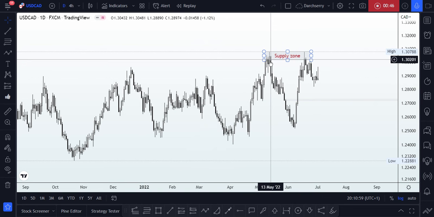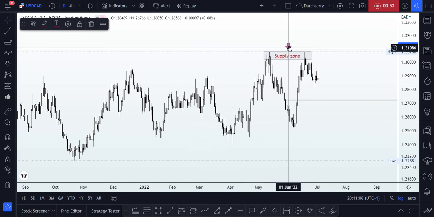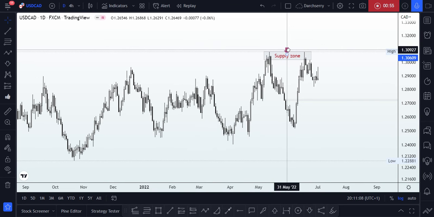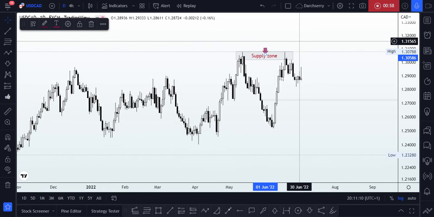So with this scenario we have here, definitely we want to be identifying this area as a major supply zone, as we can see that every time price comes into this area, we see a selling momentum right from that area.